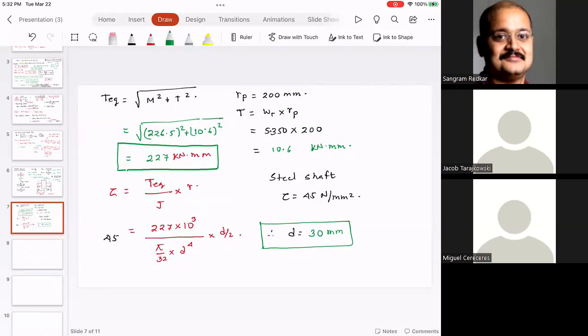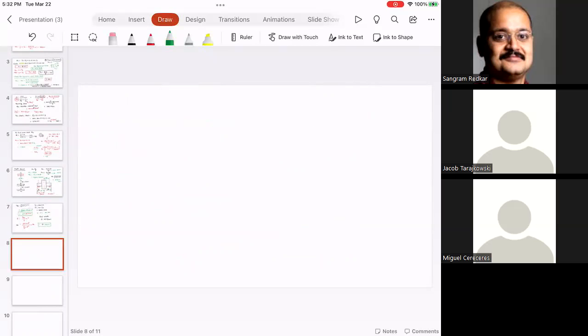Helical gear design is exactly the same as the spur gear design. Can I just write 4 steps for helical gear design and then we'll start. Okay. So what is helical gear?